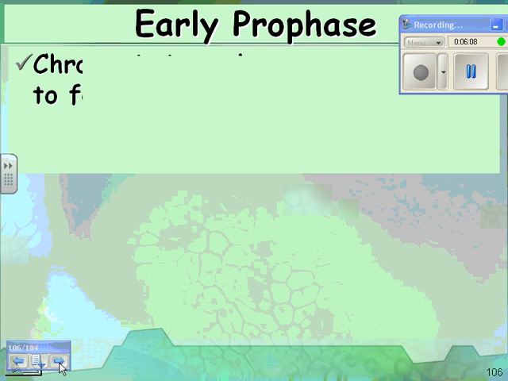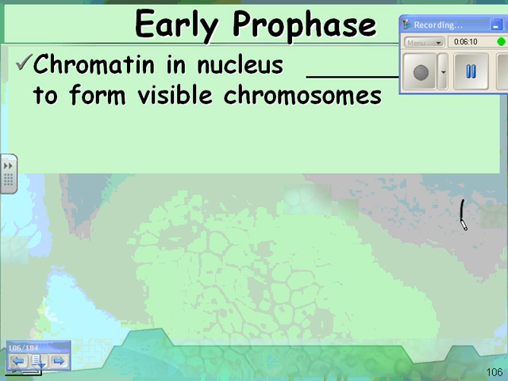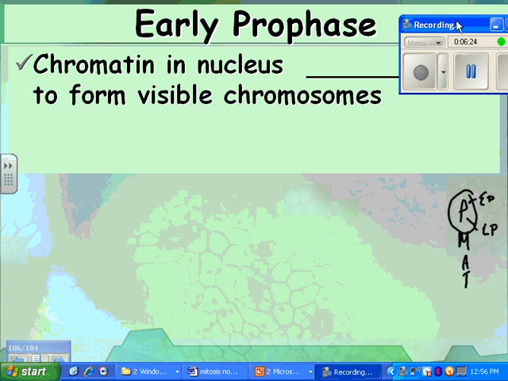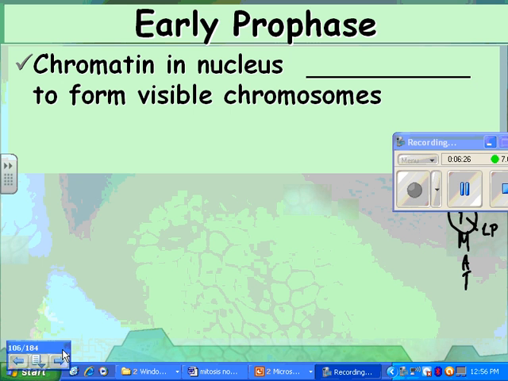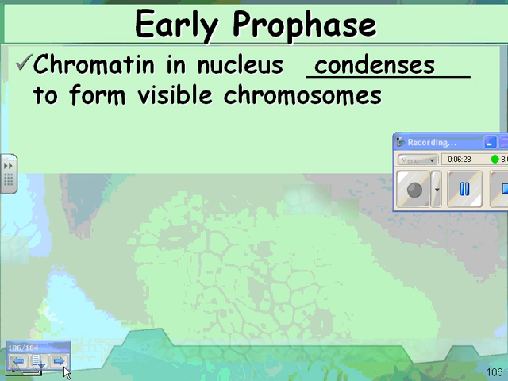Anyway, okay, so now we're going to go over each of the stages of mitosis. Remember PMAT. And so we'll talk first about P for prophase. Prophase is kind of a long stage, so sometimes we separate it out into early prophase and late prophase, so that's what I'm going to do here, but it's all prophase. So the chromatin in the nucleus condenses to form visible chromosomes.